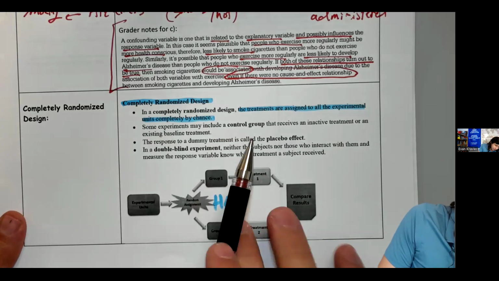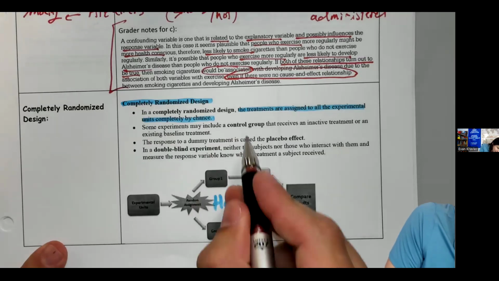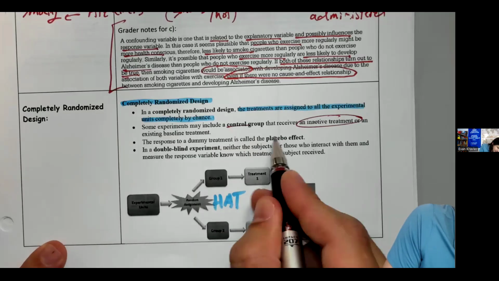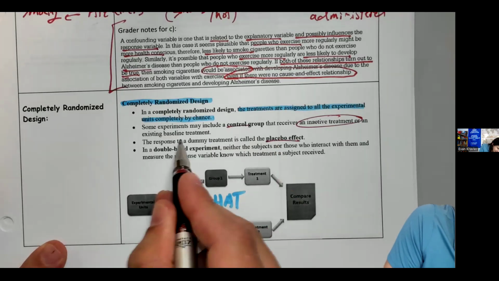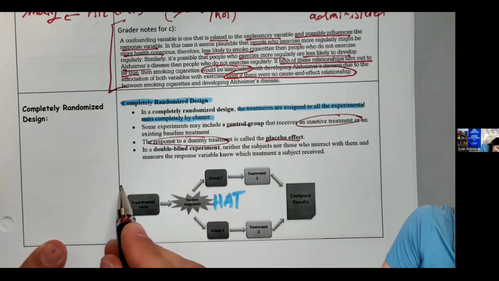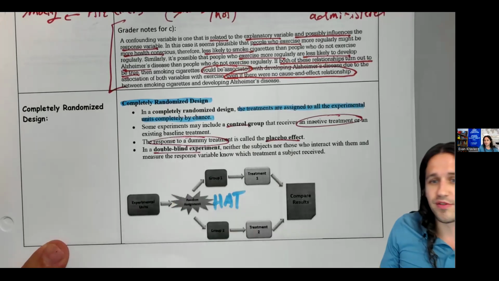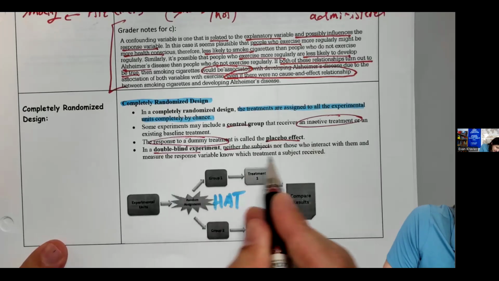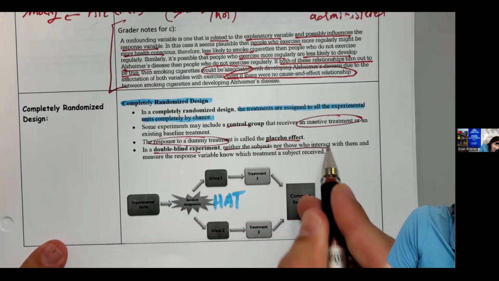Some may include a control group. What's a control group do? More definitions. Inactive treatment. Placebo effect is the response to that dummy treatment. And double blind, another one of those things we're going to have to know about. Neither the subjects nor those who interact with them.